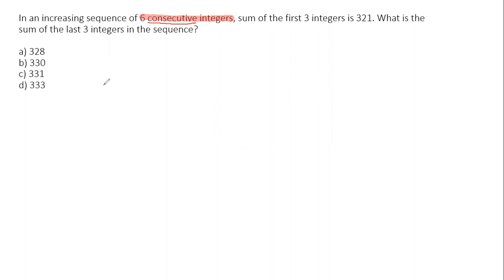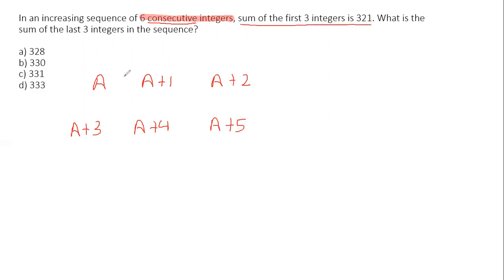So if I say the first integer is a, the second integer will be a plus 1, a plus 2, a plus 3, a plus 4, and a plus 5. So do you realize I have written all the 6 consecutive integers. This is how the series will progress. Now they are saying the sum of first 3 integers is 321. So they are already giving me the sum of first 3 integers, which is actually 321.